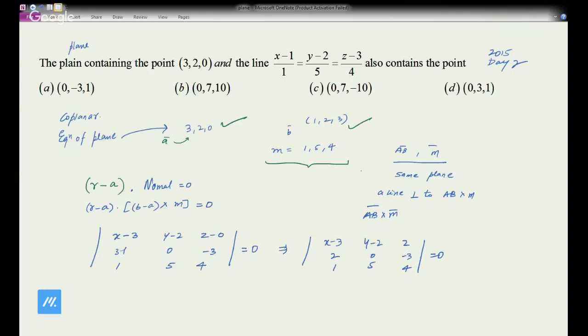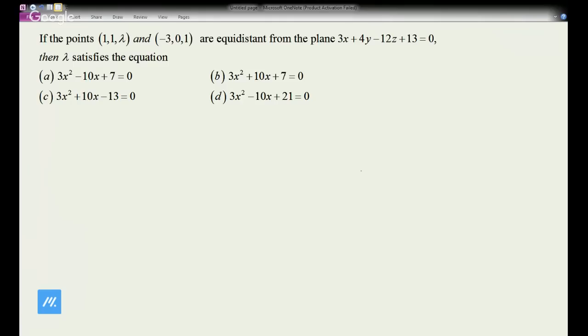Okay, let's move to the next problem. The points this and this are equidistant from the plane, okay, then lambda satisfies the equation. What is your answer to this, children? What are the answers that you have got? Okay, so let's see how we are going to solve this. Let's see. People are saying the answer is A. Perfect, the answer is A actually.